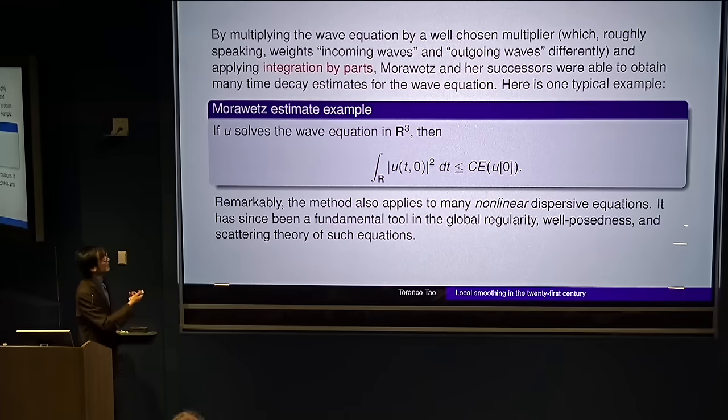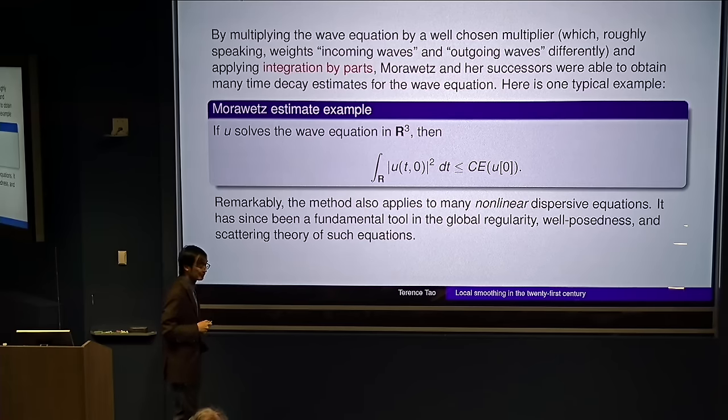And it's a great estimate. What's powerful about this method is that it even works for nonlinear equations. Not all nonlinear equations, but there are many nonlinear wave equations for which this method works, and it's extremely useful.